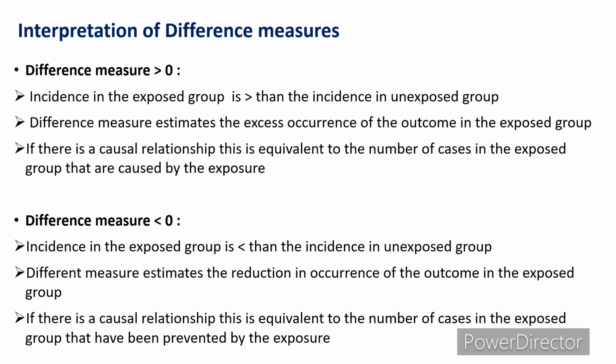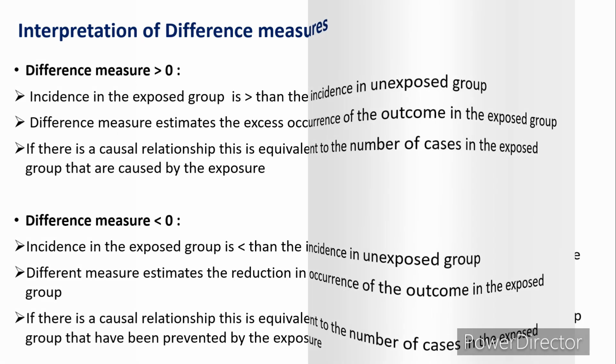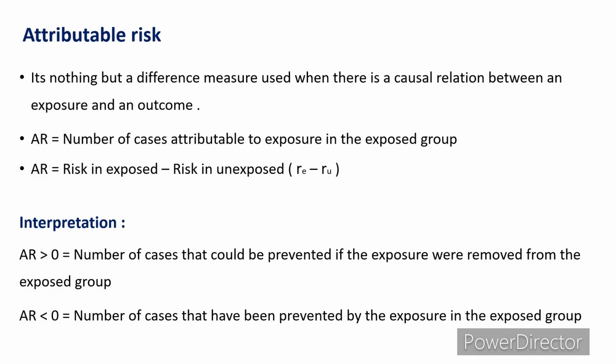And when the difference measure is less than 0, it implies the incidence in the exposed group is less than the incidence in the unexposed group, or the difference measure estimates the reduction in occurrence of the outcome in the exposed group. And if there is a causal relationship, this is equivalent to the number of cases in the exposed group that have been prevented by the exposure. Attributable risk. So it is used when there is a causal relationship between an exposure and outcome.